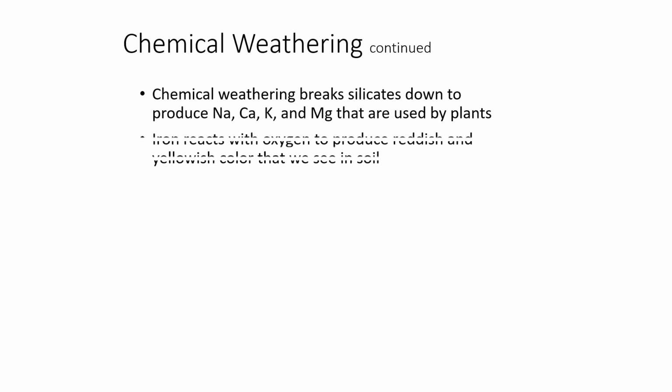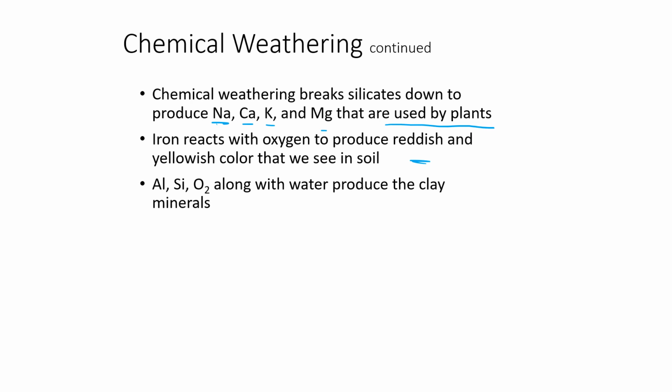So chemical weathering will break silicates down into these elements: sodium, calcium, potassium, and magnesium, and plants use those elements then to grow. You know, when we have fertilizer, NPK, nitrogen, phosphorus, potassium. Iron, again, will react with oxygen to produce reddish or yellowish color that we see in soil. And aluminum and silica and oxygen, along with water, will produce the clay minerals.